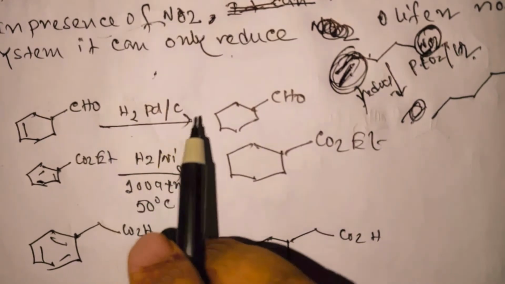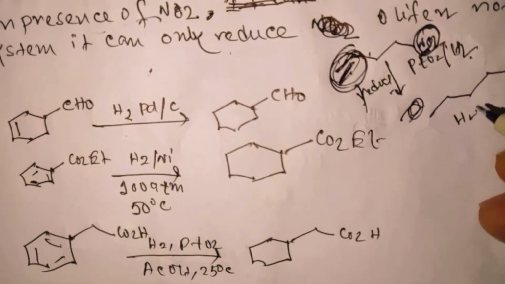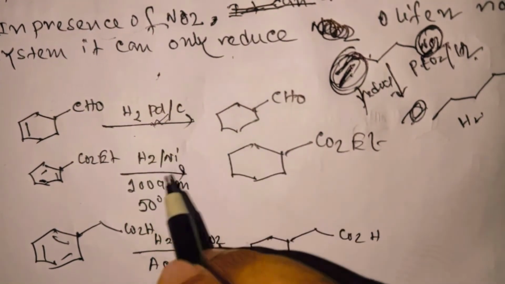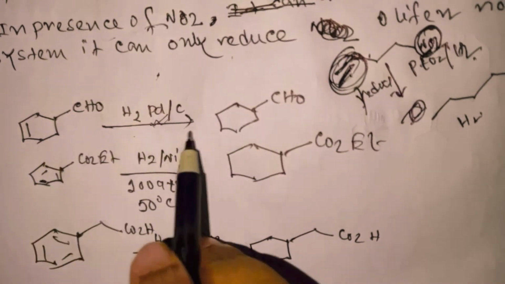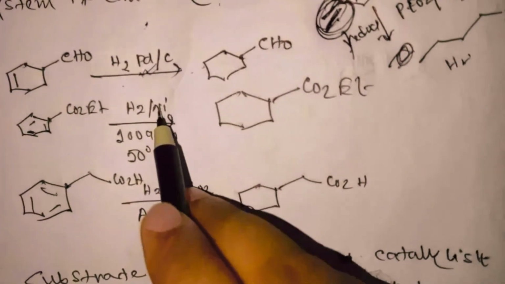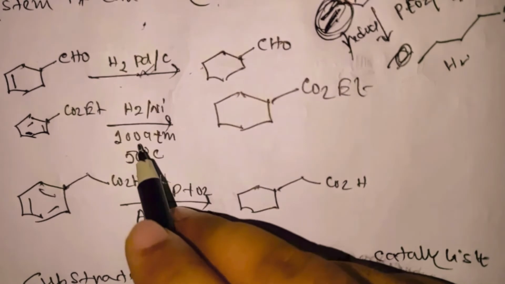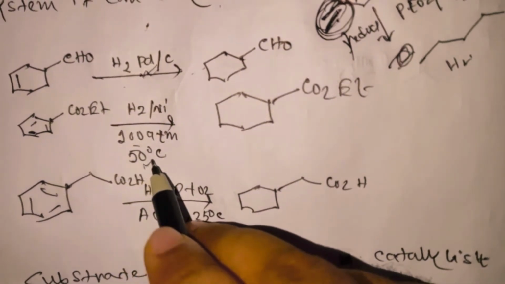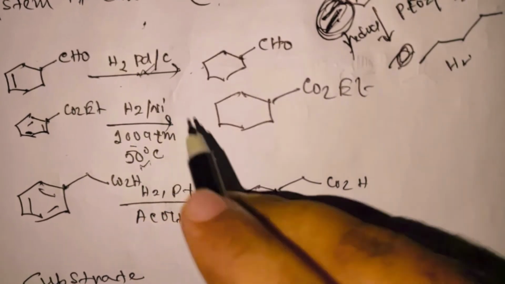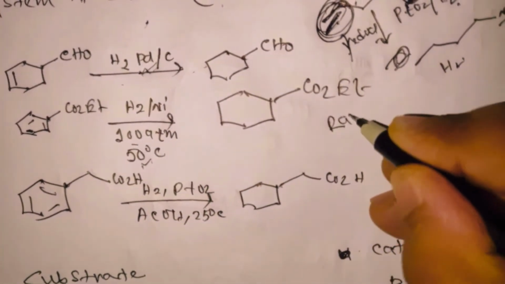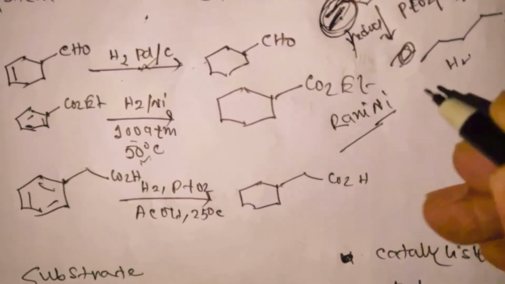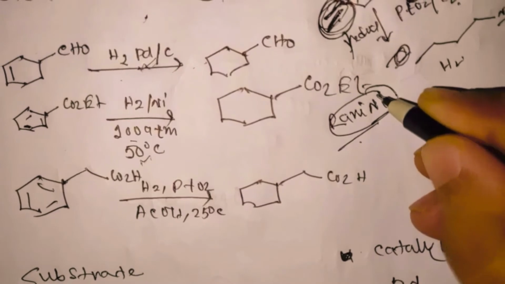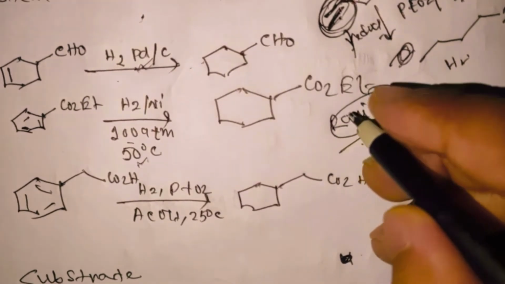And besides Adam catalyst, we can use hydrogen with palladium on carbon as a catalyst. This is one example. Hydrogen with nickel, with high pressure of 100 atm and a temperature of 50 degrees, can also be used as a catalyst. Another is Raney nickel. It can also be used in catalytic hydrogenation.